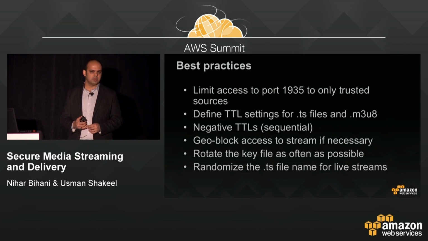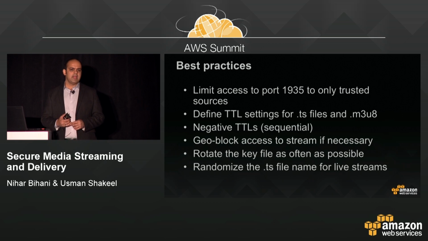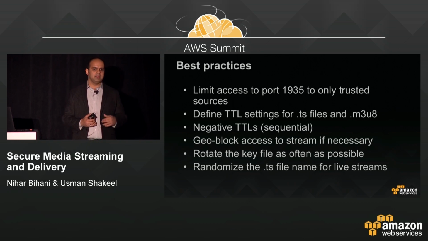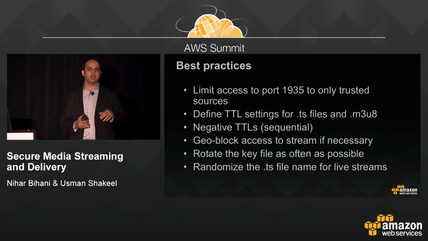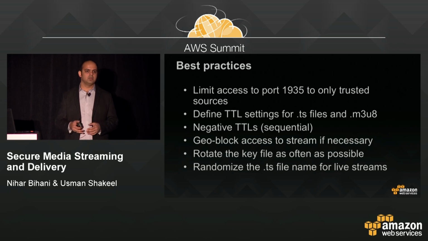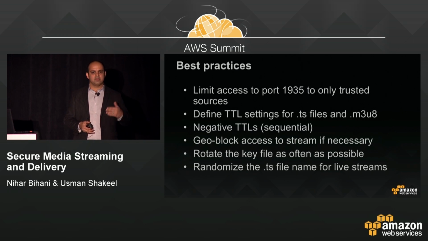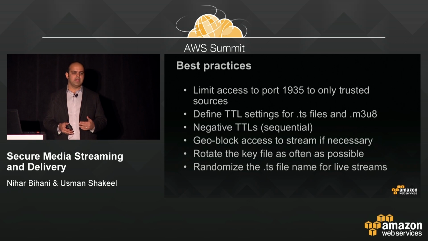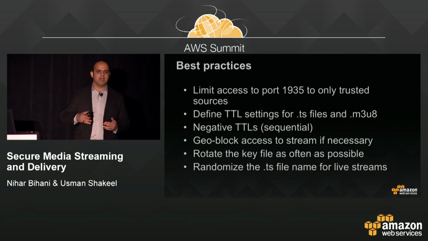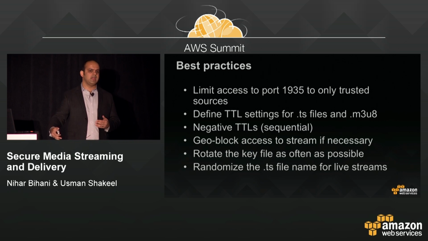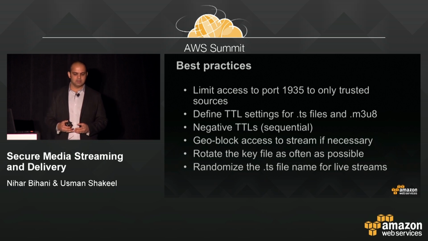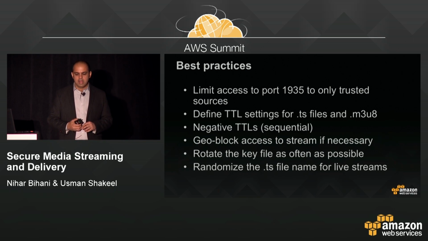Negative TTLs is an important one. Oftentimes, if somebody knows the pattern of your TS files, they can request a segment which is ahead of what it's supposed to be. Once it gets a 404, that's not good, because when the stream actually gets to that point, if it's cached inside of CloudFront, then you have that 404 cached. So that's why you want to put the negative TTLs for that purpose.